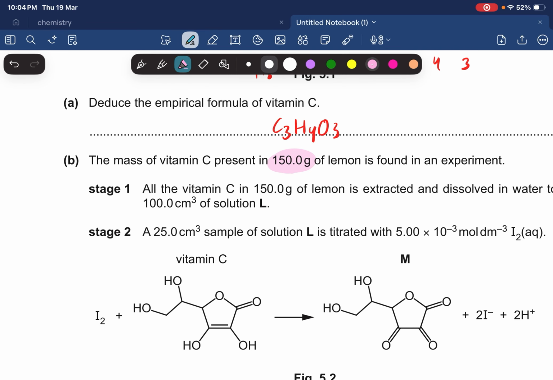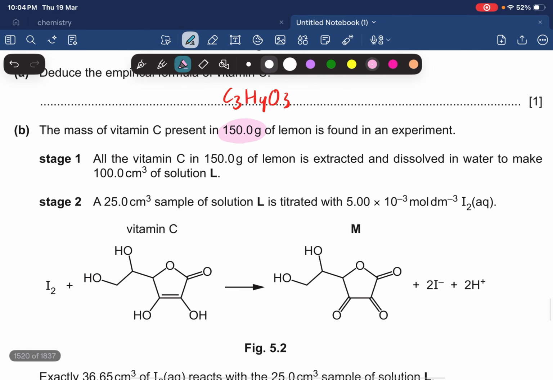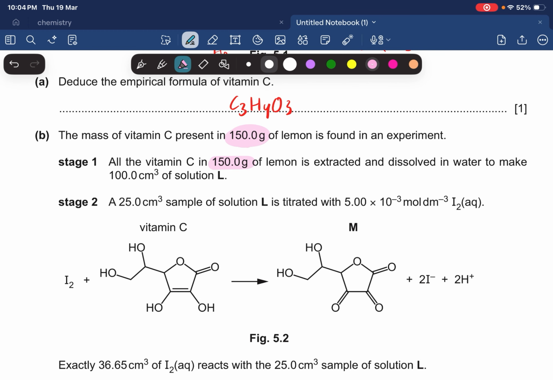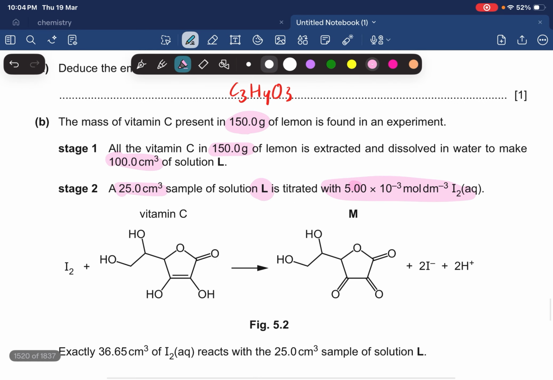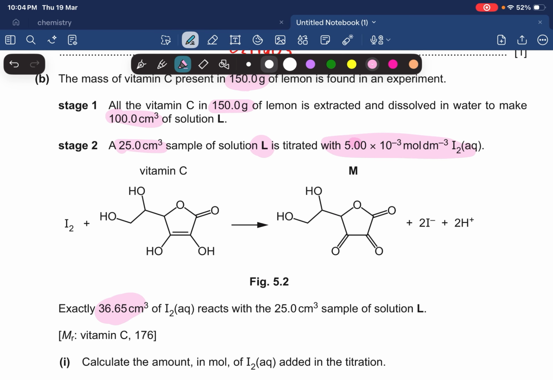द मास ऑफ वाइटामिन C अब जो है वो ये है. अच्छा, वाइटामिन C का जो मास है वो 150 ग्राम लेमन्स में ये है. जो सारा वाइटामिन C है 150 ग्राम लेमन्स में, वो एक्सट्रैक्ट हुआ, वाटर में डिज़ॉल्व हुआ, टू मेक इतना L. 25 cm³ आपने L लिया, उसको इतने मोल पर DM³ आयोडीन के साथ टाइट्रेट किया. आपका इतना वॉल्यूम आयोडीन का यूज़ हुआ इतने सैम्पल ऑफ L के साथ.